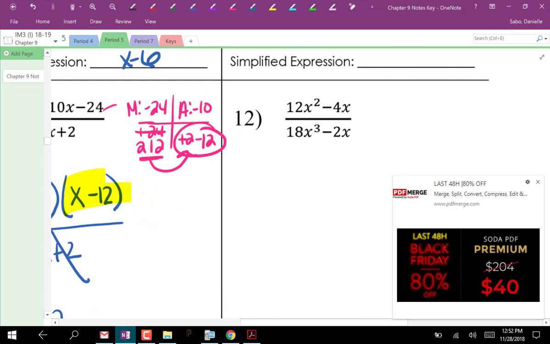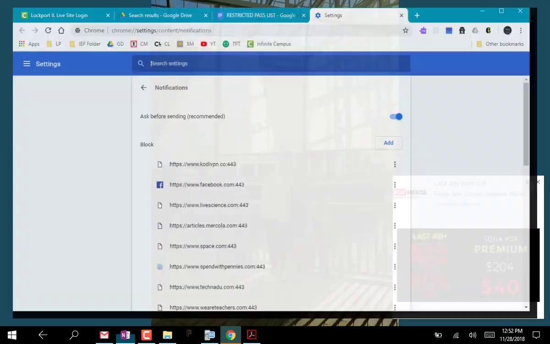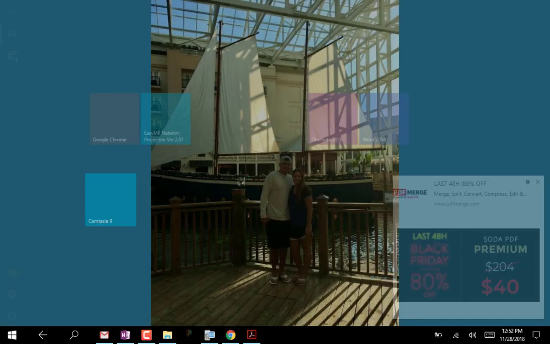Why does this keep popping up? I don't understand what this is. Go to the key thing. I'll just do that later. I'm not going to do that right now. I need to do this.